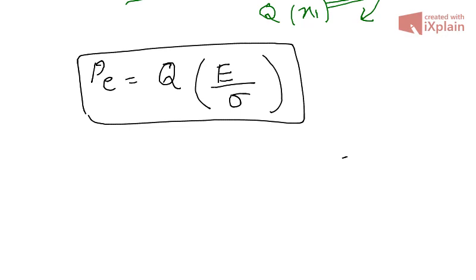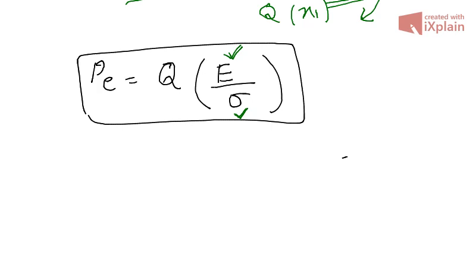Now you can see the error probability, or the chances that a one would be detected as a 0, depends on the energy of the signal and the variance of the noise, right? So in this expression, above we have the energy of the signal, below we have the standard deviation of the noise. We know that the variance of the noise corresponds to the energy of the noise.